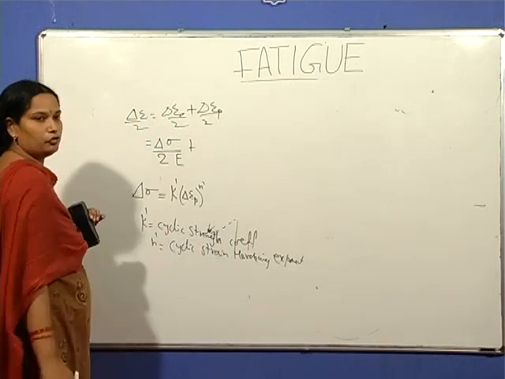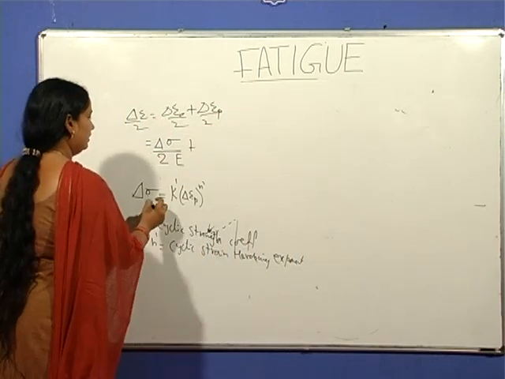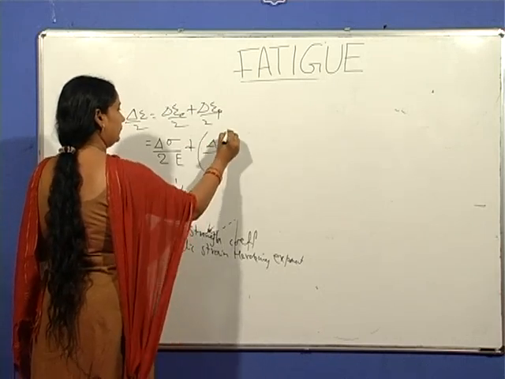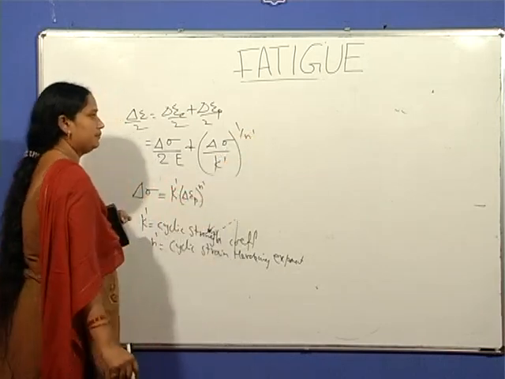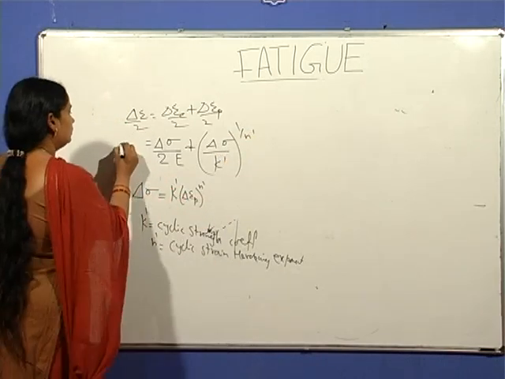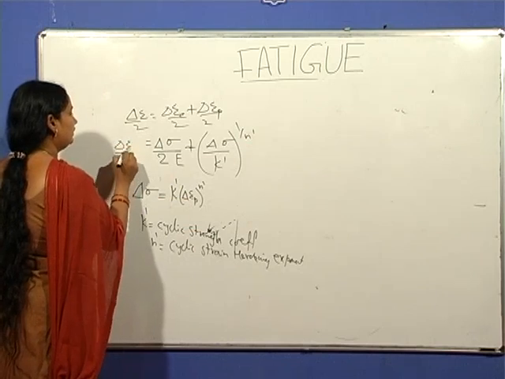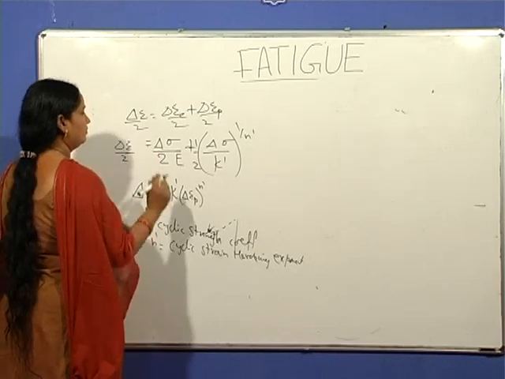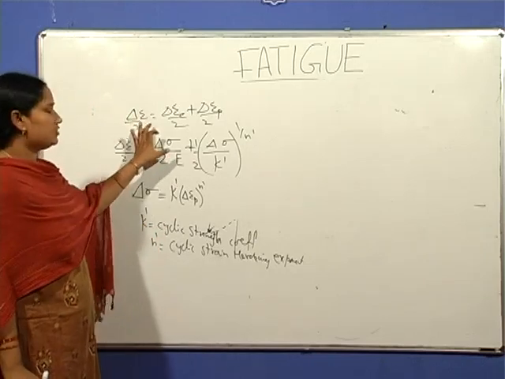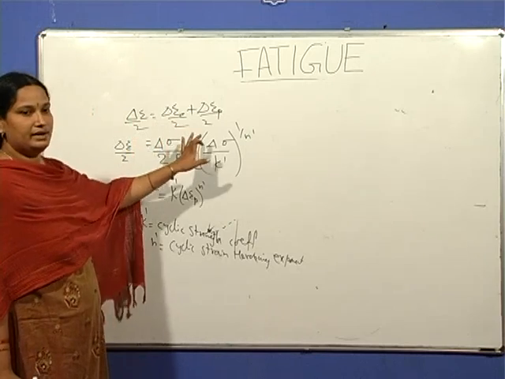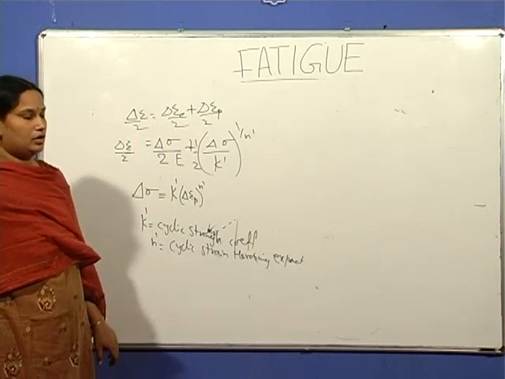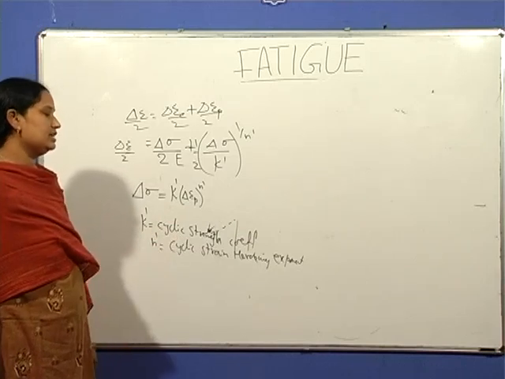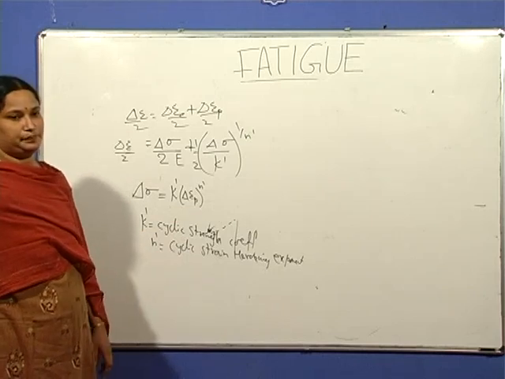Delta epsilon p can be obtained from this power curve equation, that is equal to (delta sigma by K prime) whole to the power of 1 by n prime. So this is for the case of the total strain range, which comprises both elastic and plastic, where K prime is the cyclic strength coefficient and n prime is the cyclic strain hardening exponent.